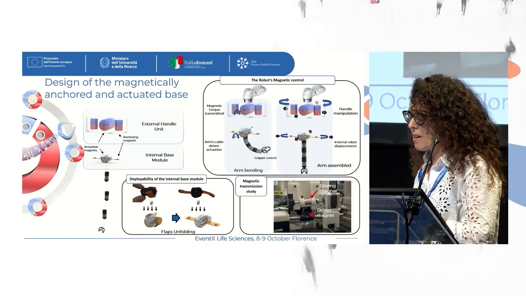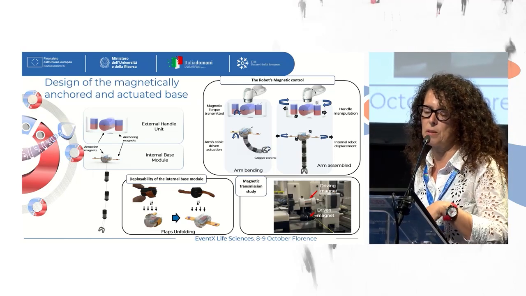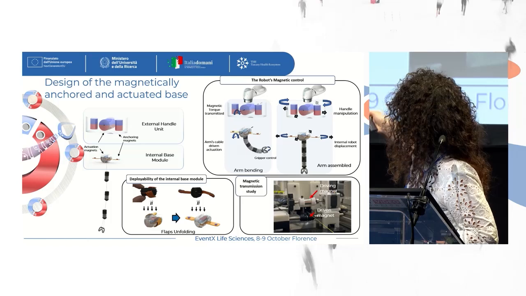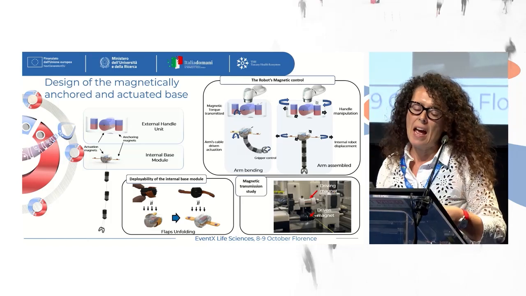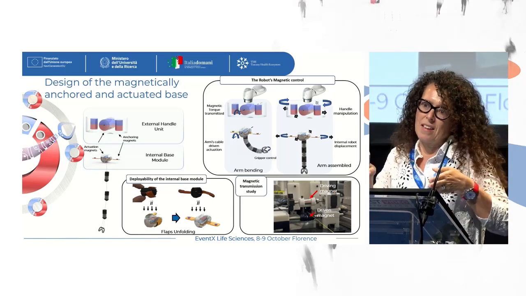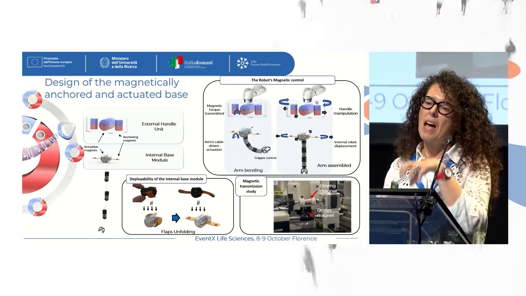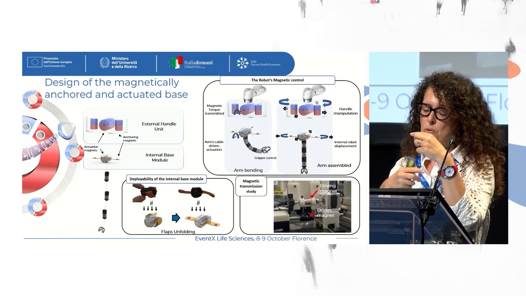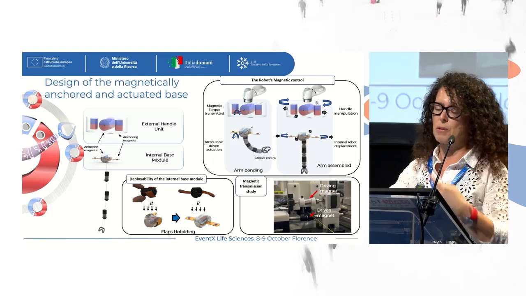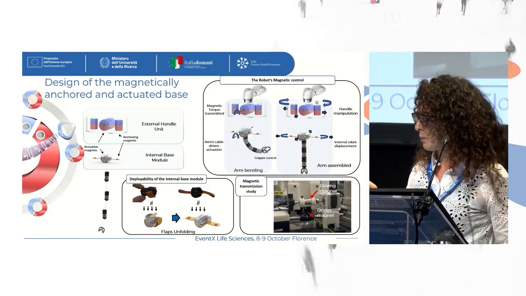And this is the main principle behind the magnetic anchored actuated base. We have an external handle with a magnetic pulley and an internal module that is introduced with some flaps that are closed. Then you open the flap and you anchor your system. When you anchor your system, you generate a sort of magnetic pulley. And so by rotating the external magnet, you can rotate the internal one, and you can, for example, retract some cables.